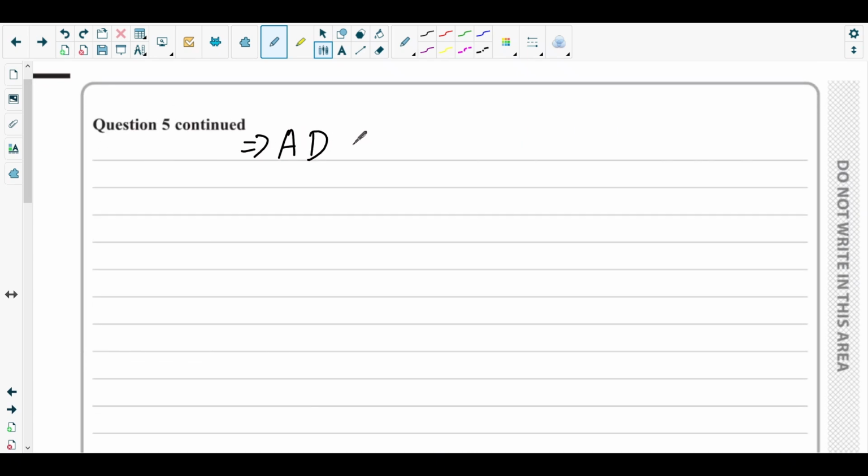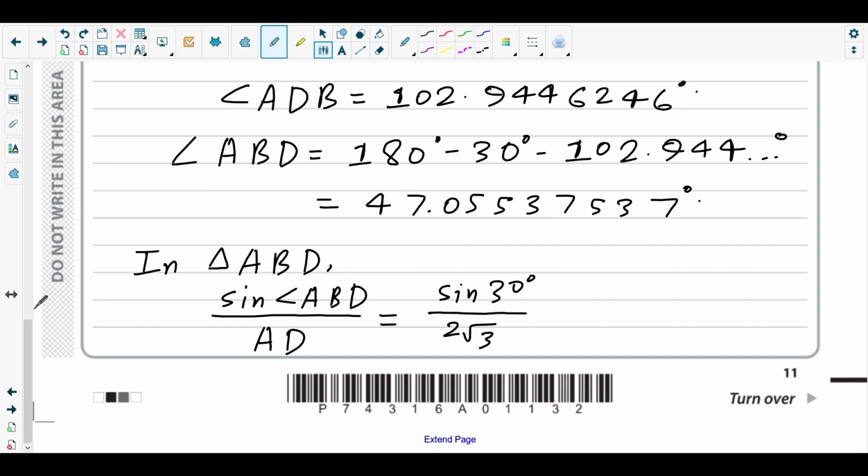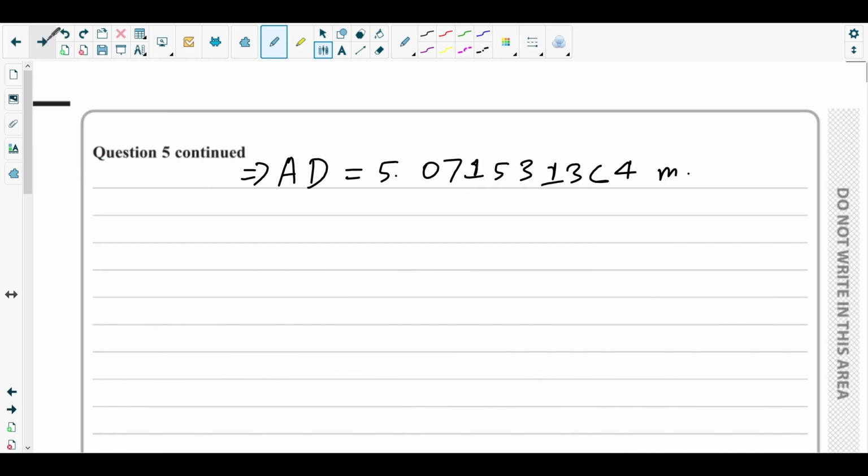So AD equals, let's calculate using the calculator. So sine of angle ABD, which is sine of 47.0553757 degrees, is 0.732 something, times 2 square root of 3, and then divide by half. We made AD the subject, that's it. So the length of AD is 5.07153 that much meters, if I'm not wrong. Isn't it in meters? Yes. So we got the length of AD.